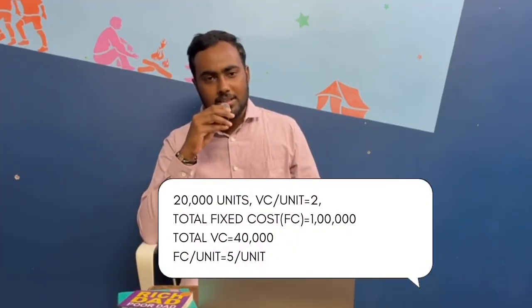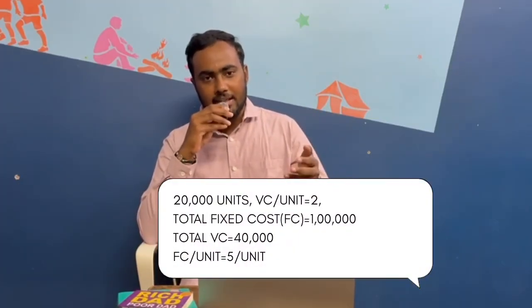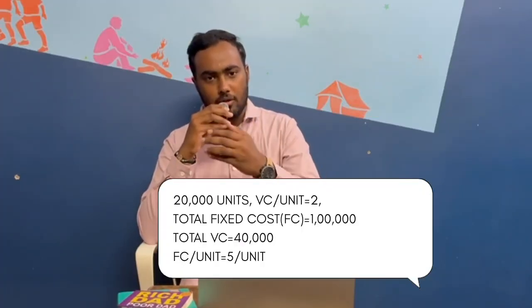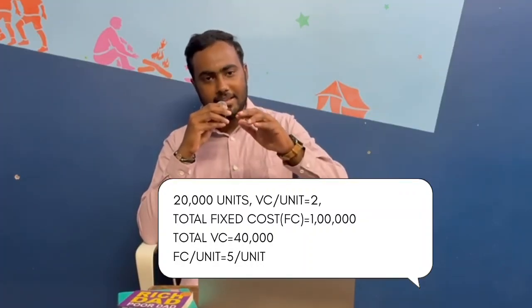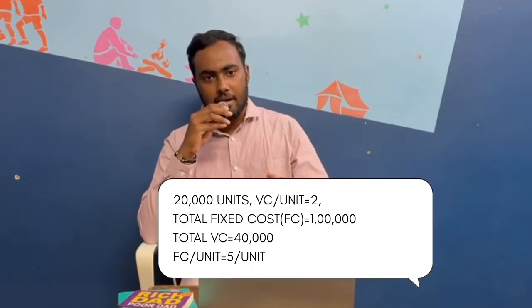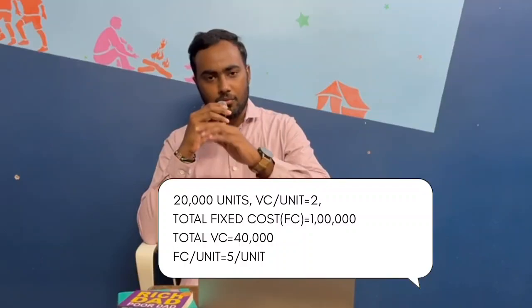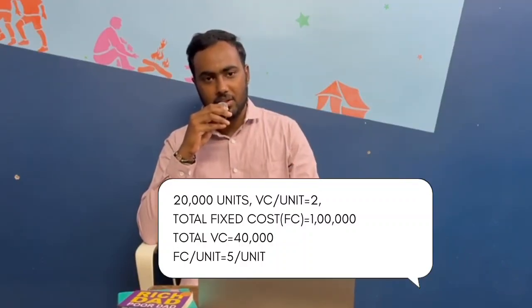10,000 units into rupees 2 per unit of variable overheads plus 1 lakh, which would come out to 1 lakh 20,000. Okay, let's say I produce 20,000 units. So what would be my variable overheads? 20,000 units into rupees 2 per unit, leading to a total of 40,000 variable overheads plus 1 lakh, leading to a total of 1 lakh 40,000 of overheads for the month. In this scenario, we had total overheads of 1 lakh 20,000 when producing 10,000 units, while we had total overheads of 1 lakh 40,000 while producing 20,000 units.